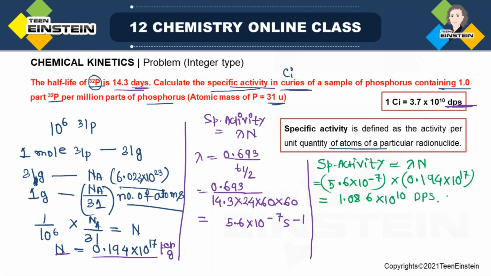dps per gram. Now dps per gram we have to convert from dps to curie, and for that we will divide it by 3.7 10 to the power 10. So these two will be cancelled. Ultimately the value will be 0.294 curie per gram.